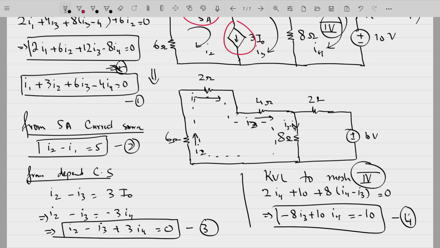Now we can solve for those four variables using these four equations and get the values of I1, I2, I3 and I4. So I1 is minus 7.5 amperes, I2 is minus 2.5 amperes, I3 is 3.93, and I4 is 2.143. These are the values you will be getting after you solve these four equations.